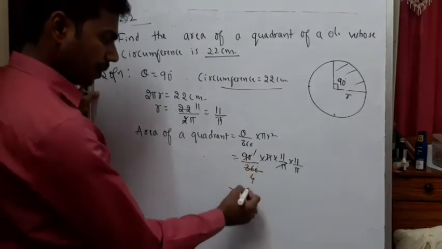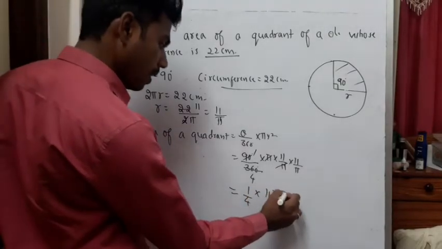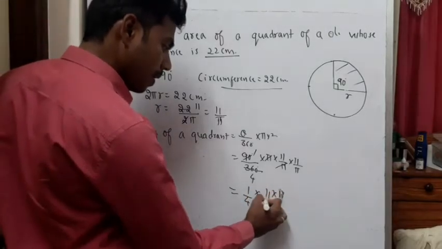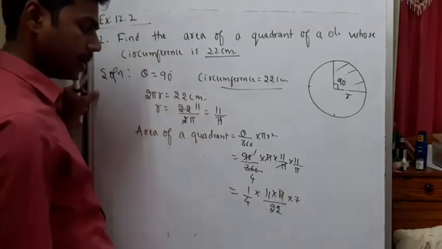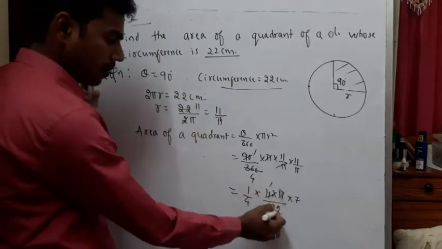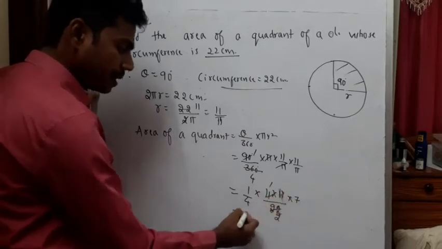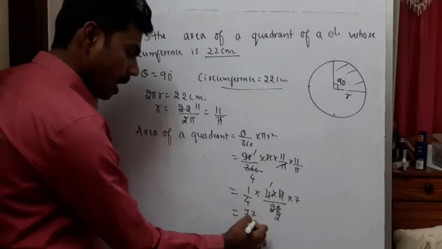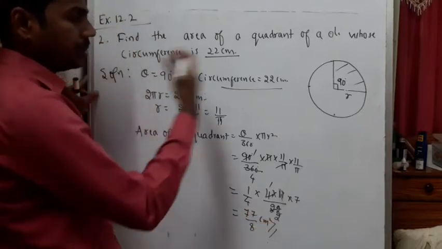Now 1 by 4 into 11 divided by 22, and this 7 will come to the numerator. So 11 1s are 11, 2s are 22. So this is 11 7s are 77. 77 by 8 centimeter square. So please note this down.